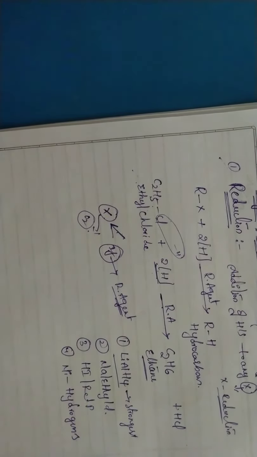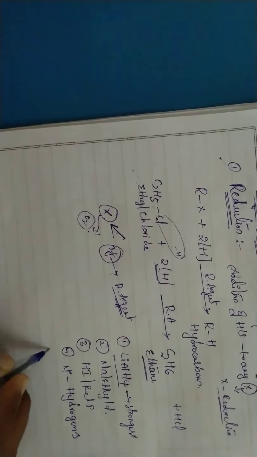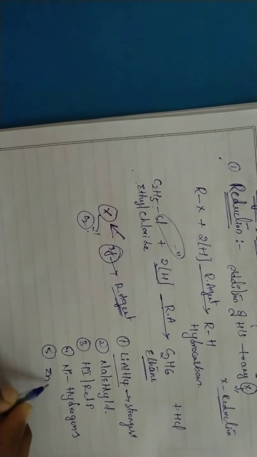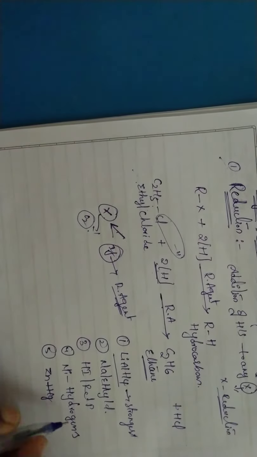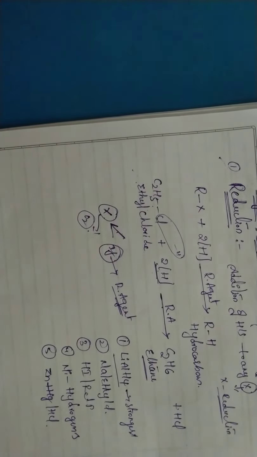So this is the first reaction. What is the first reaction? When alkyl halides react with hydrogens in the presence of any reducing agent like lithium aluminum hydride or sodium borohydride, or sodium in ethanol, HI in red phosphorus, nickel in the presence of hydrogen, or we can also use ZnHg and HCl. In this way we can use any reducing agent.